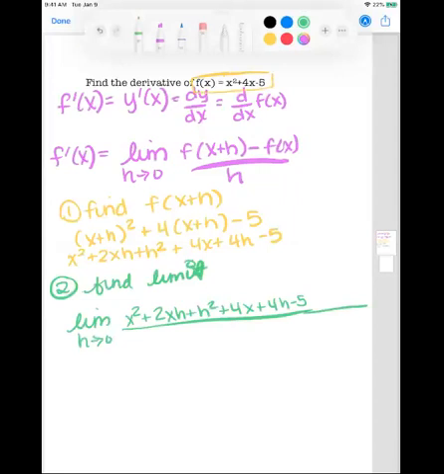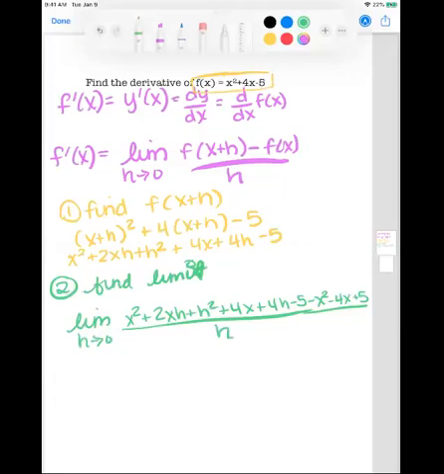I have to subtract f of x. So if I'm subtracting that entire function, the easiest thing, I can just flip all the signs. So it's going to be minus x squared minus 4x, and then that minus 5 is going to become plus 5. And this is all over h.